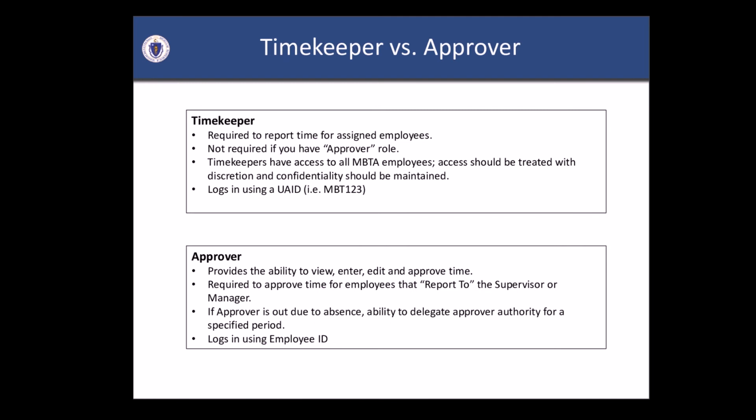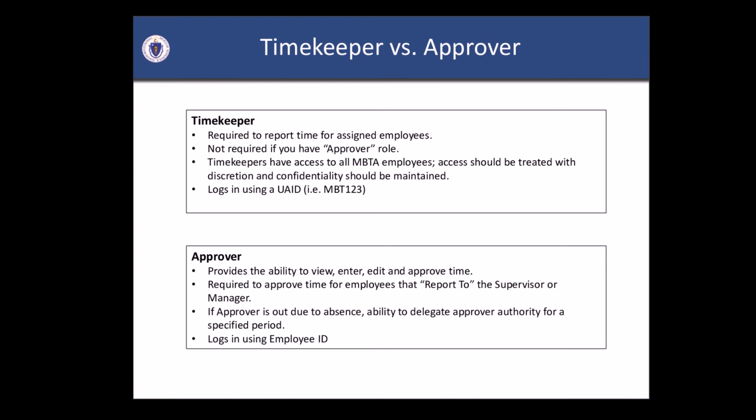So, you have your payroll clerks out in the field. They're doing the data entry. They're entering time into the system. They use a UAID to enter the system. And timekeepers have access to all MBTA employees. So they can actually enter time on behalf of anyone in the MBTA. So if somebody's out that day, and they need to step in for another timekeeper, they can do that. A timekeeper can only enter time. They cannot approve time. And that's a very important distinction.